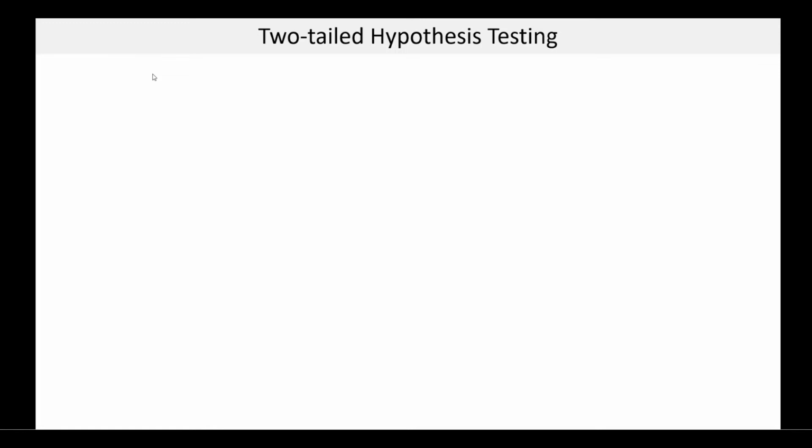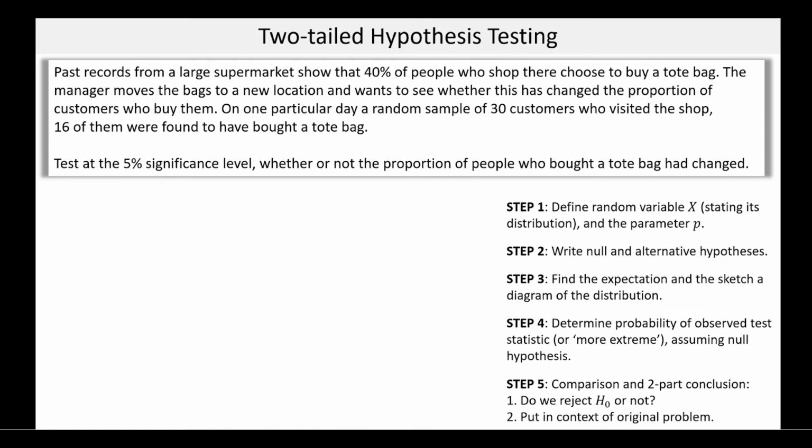We're now going to look at cases where that direction is not indicated in the question, where we're told there's a change, but we're not told what direction that change is going to be in. Let's have a look at an example.